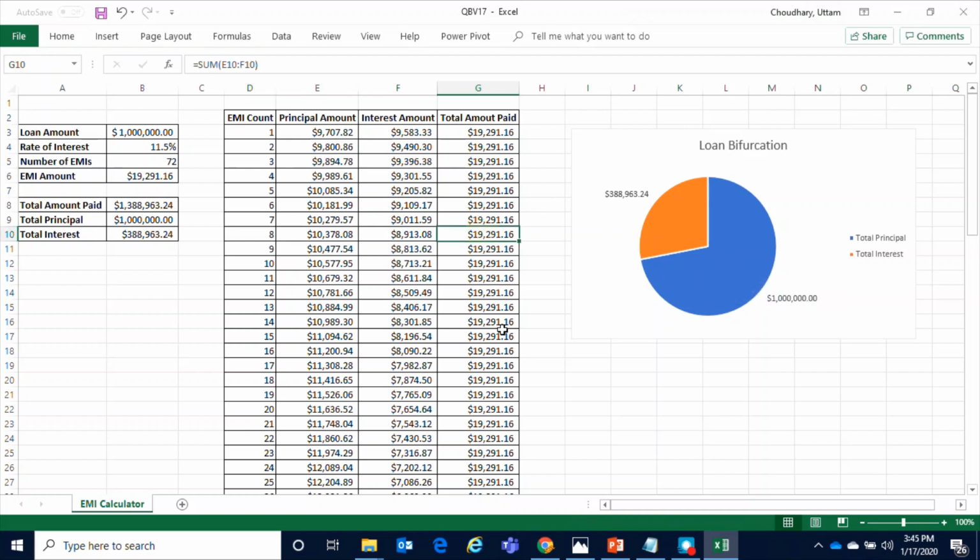So this is how you can generate your own amortization chart, and you should be able to make your own calculation and understand how much you are paying to the bank, how much is your principal in each and every EMI count, and how much is your interest for each and every EMI count.